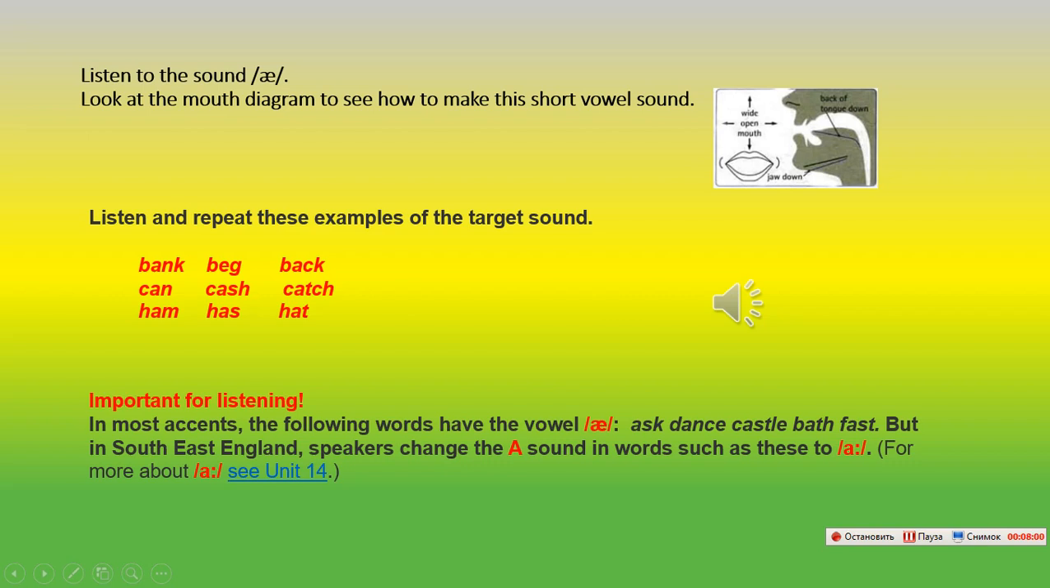Well, now important for listening. In most accents, the following words have the vowel R: ask, dance, castle, bath, fast. But in Southeast England, speakers change the A sound in words such as these. Now, for example, ask, dance, castle, bath, fast.